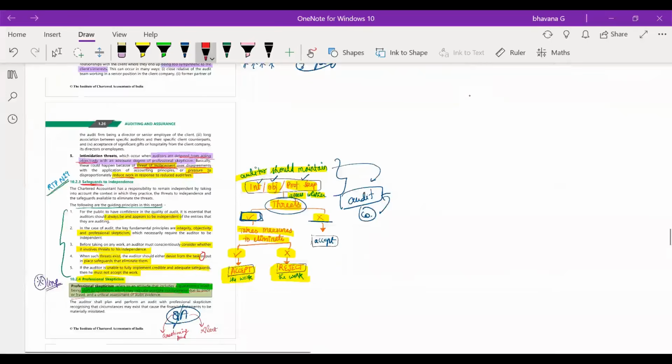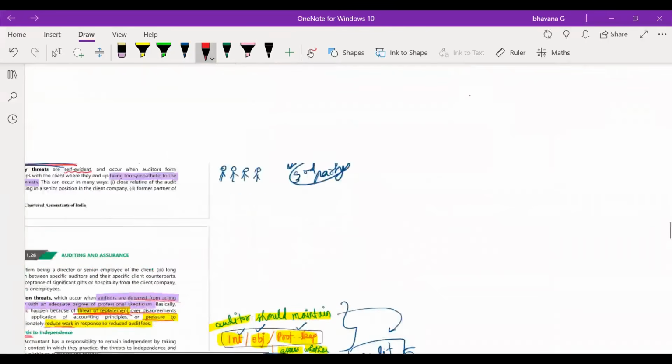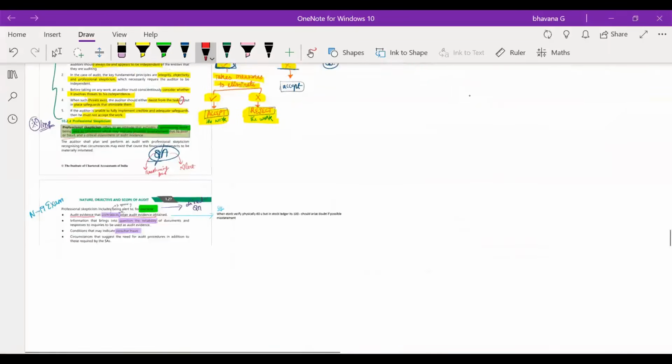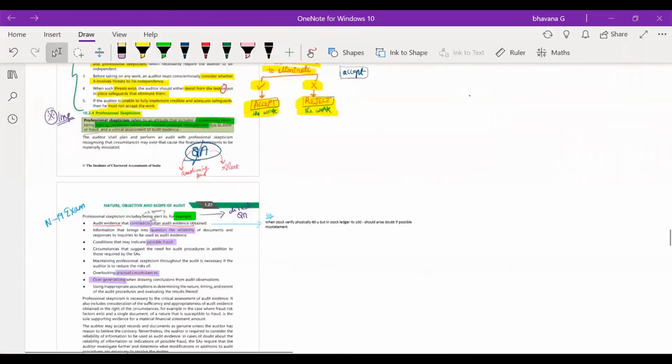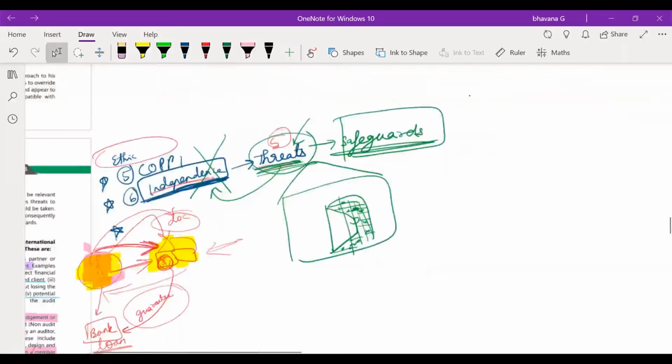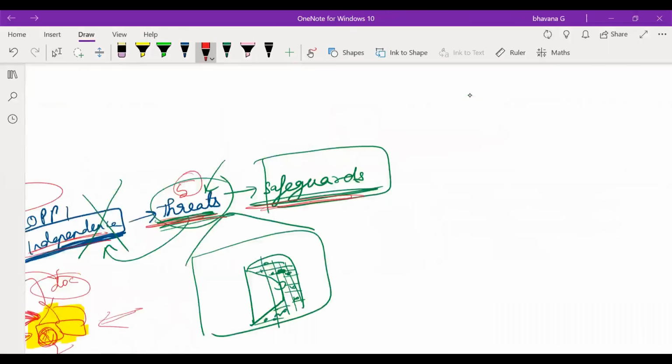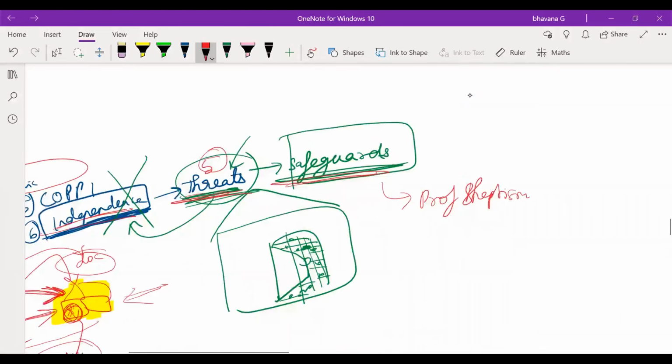Okay, so we were still on the second point only. We were still studying the second point of ethical requirements. In the ethical requirements, what all did we see? We saw the code of ethics, then we saw what is independence, we saw what the threats to independence are, and how to safeguard this independence. The next topic we are seeing is professional skepticism. So now I'm going to see about professional skepticism.